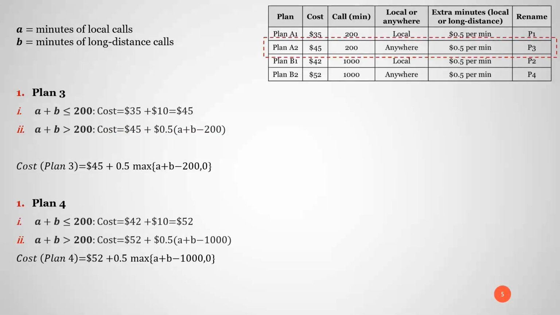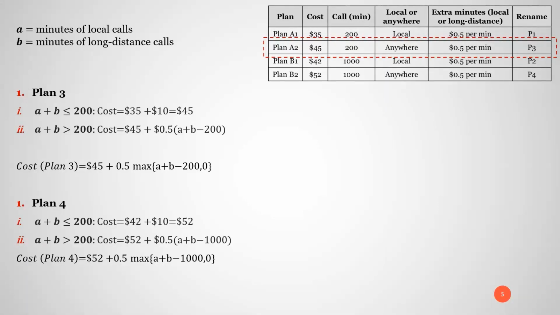In plans P3 and P4, we have the limit for the summation of local and long distance calls. Because the limit is based on both of them, the extra minutes will be based on both of them as well.